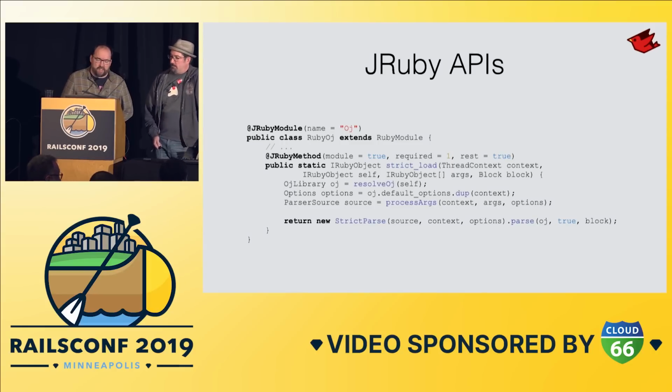Here's just a taste of what this looks like. At the top, we have a Java annotation to specify that this Java class is the Ruby module OJ. And then we have this Java method called strict load, where we have another annotation that specifies that this is a module method. It has one required argument, and rest equals true means it can accept additional arguments.